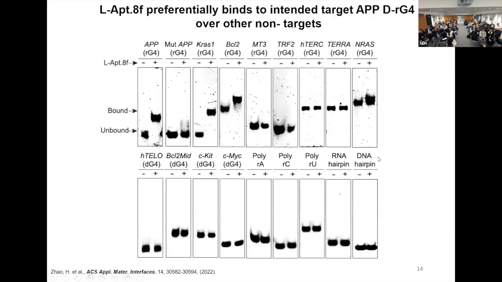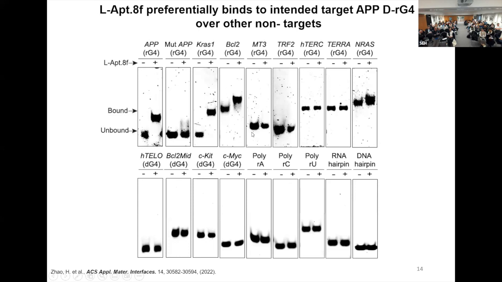One of the important things that we start with, right, is we want to see the selectivity. So we have these DNA, RNA hairpins in the lab. We tested it, and there's no gel shift, suggesting that this aptamer does not bind to these motifs. We have some poly A, poly C, poly U, they don't bind. We have many of the DNA G4 and some of these RNA G4 here that also don't bind. Obviously, you do see some binding on some other RG4 in here. Mutated APP, we don't have binding. So this APP RG4 is our intended target, and the binding is also shown.